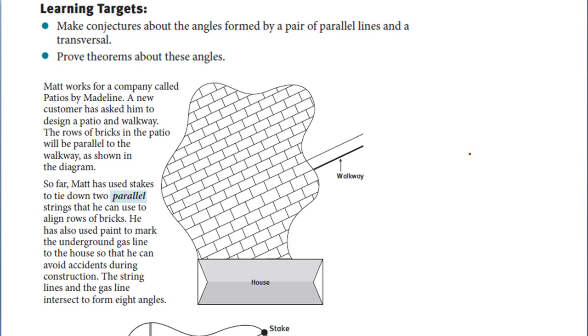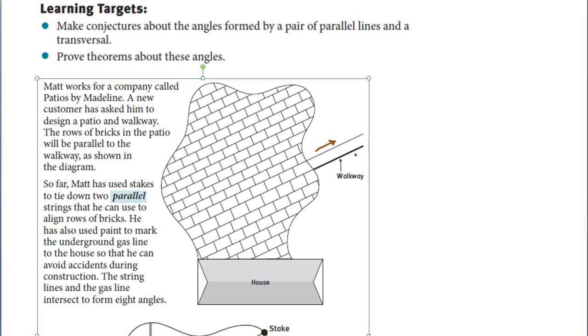Matt works for a company called Patios by Madeline. A new customer has asked him to design a patio and walkway. The rows of bricks in the patio will be parallel to the walkway as shown in the diagram. So over here is the walkway, and notice that the bricks are running parallel to that walkway.